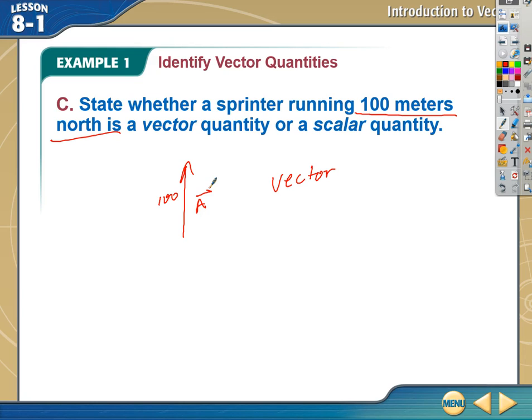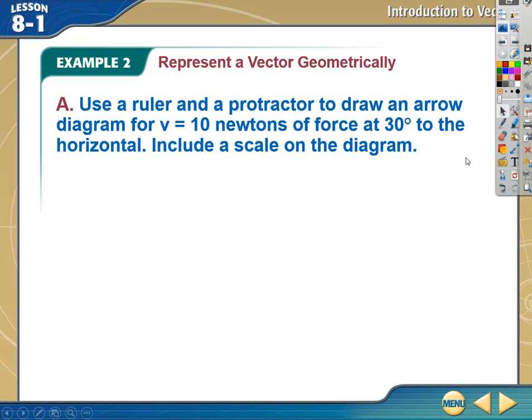That's great. So now we know what a vector is versus a scalar. Let's take a look at how this can be done to represent things in real life. Now this one says to use a ruler and protractor. I deleted that for you. I don't want you to use a ruler and protractor. We're just going to draw this.